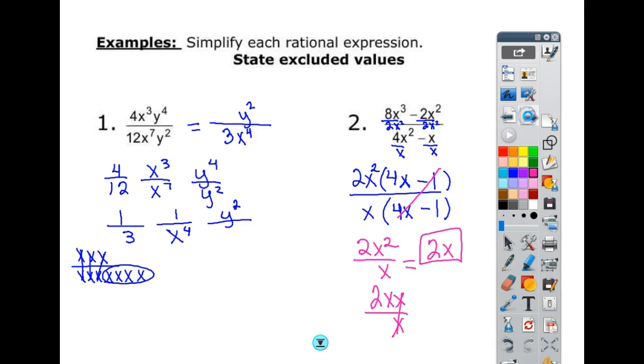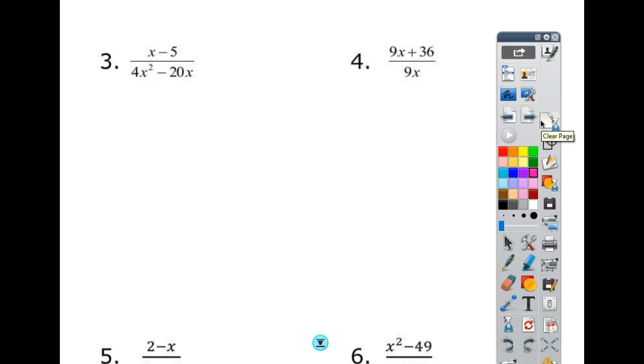On the next page, on the top, do we have any factoring to do? Is there anything they have alike? This x minus 5? No. So we have x minus 5 on the top. On the bottom, 4x squared and 20x, what do they have in common? They have a 4 in common, and what else? An x in common. So that's your GCF that you have to make sure you write.